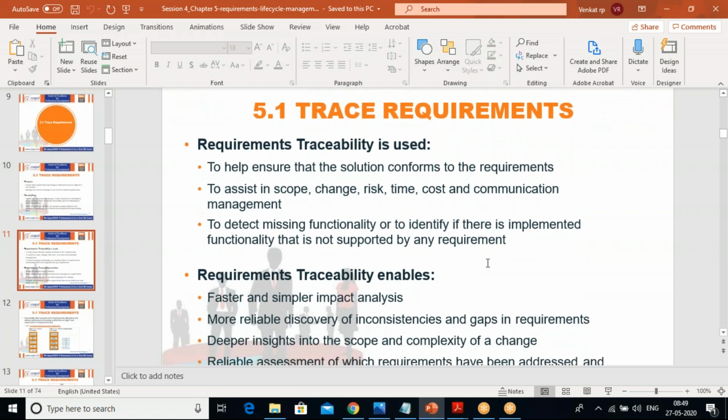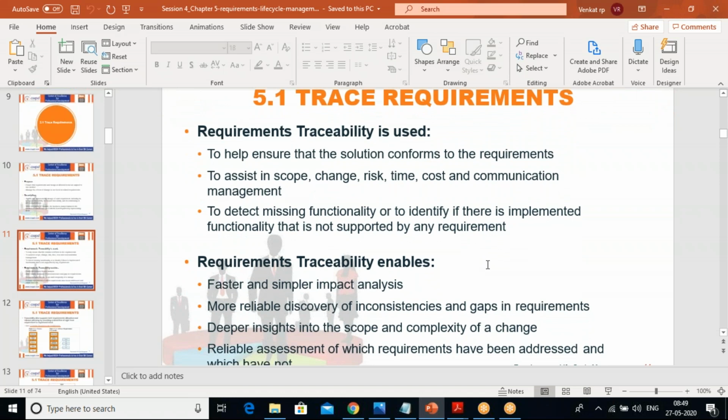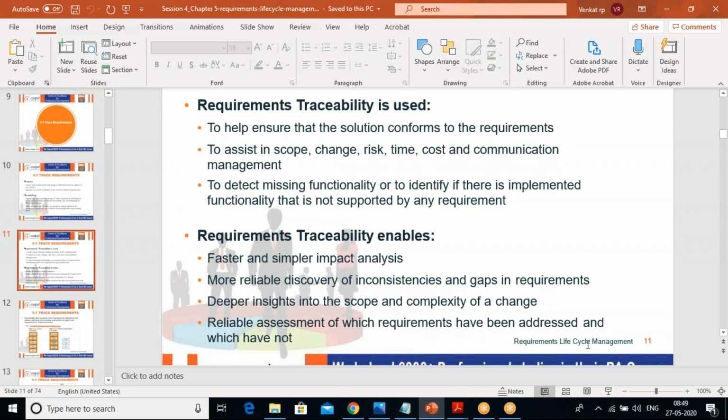Requirements traceability enables faster and simpler impact analysis. That means if any change is going to happen that we are going to make, we can assess it, with more reliable discovery of inconsistencies and gaps in the requirements, and deeper insights into the scope and complexity of a change. We also have a reliable assessment of which requirements have been addressed and which have not. That means, suppose the client gives you 100 requirements, you can easily understand whether all 100 have been mapped or not. If anything is dropped, you will understand, okay, this is considered, this is not considered.